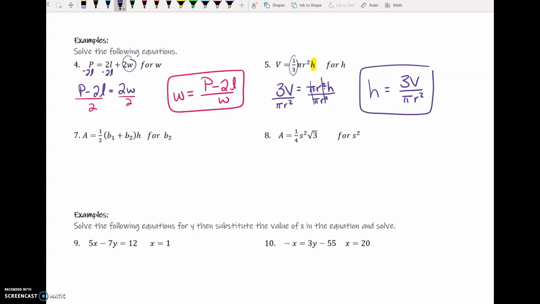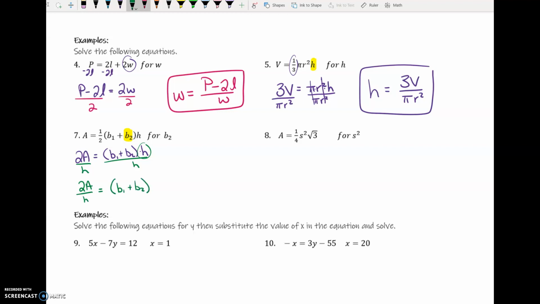Okay, let's do number 7 together. We want to get b2 by itself. This is, I think, the area of a trapezoid. First thing we need to do is get rid of the 1/2 and get rid of the h. So to get rid of the 1/2, we multiply both sides by 2. So we have 2a equals b1 plus b2 times h. Then get rid of the h on this side. Divide both sides by h. So we have 2a over h equals b1 plus b2.